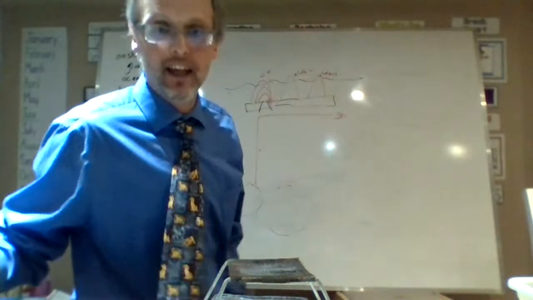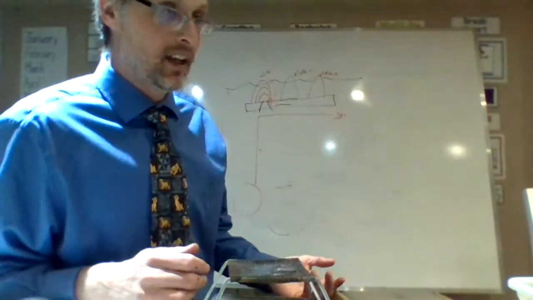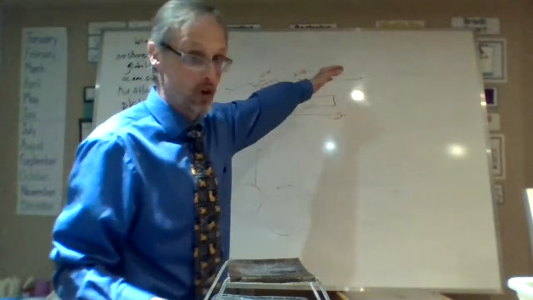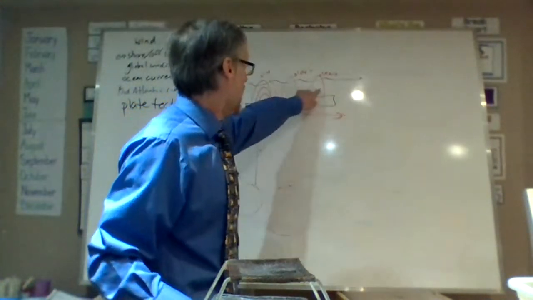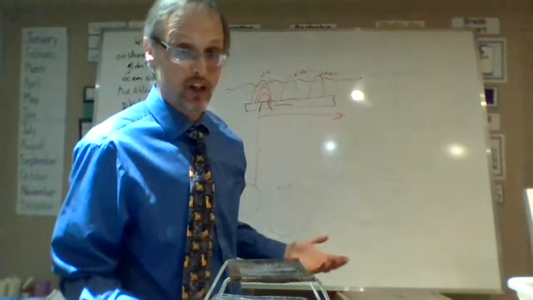This is the Hawaiian Islands. The Hawaiian Islands are caused from this process. There's a convection current pushing the plate over. We've got a crack here, islands, islands, islands. That's why Hawaii is a chain of islands.